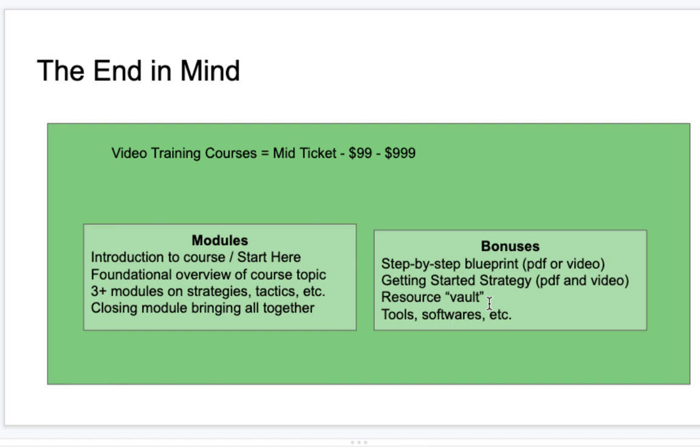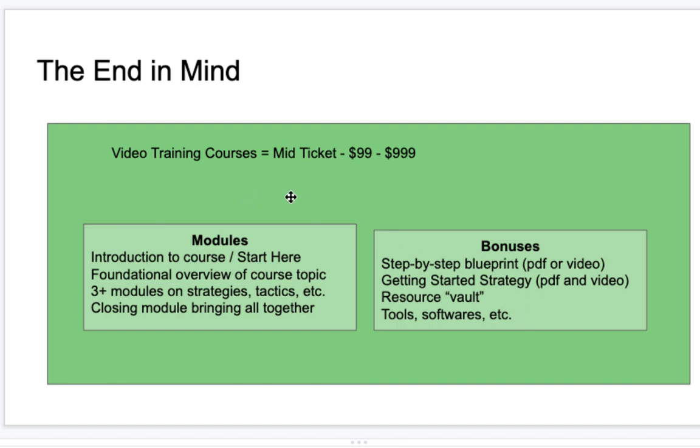Another good bonus is a Resource Vault. If you have tips, tricks, different resources, a bunch of links, YouTube videos or whatever, that is your go-to resource list. Giving away that Resource Vault, which is what you call it, per training course works really well. Tools and software work really well as long as they help the student achieve what they're trying to do, faster or better.